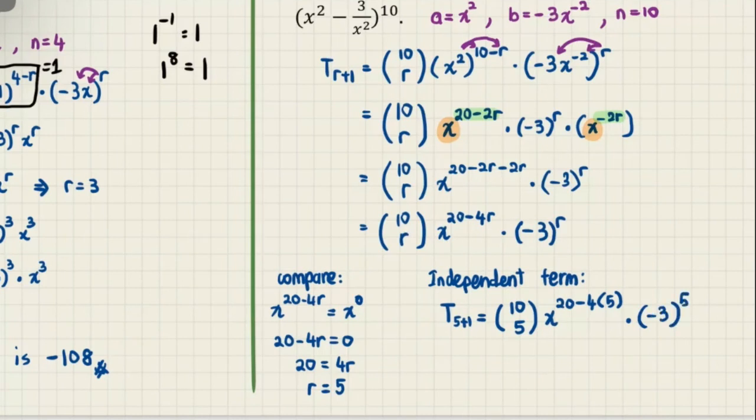Okay, so tengok kat sini. 20 tolak 20 dapat x kuasa kosong. Okay, so sebelum itu saya jadikan dia 10C5 darab dengan negative 3 to the power of 5 darab dengan x to the power of 0. So x power of 0 berapa tadi? Kosong kan? 1 kan? Okay, 10C5 multiply by negative 3 to the power of 5. Okay, so kita akan dapat jawapan negative 61236. So inilah dia independent term.